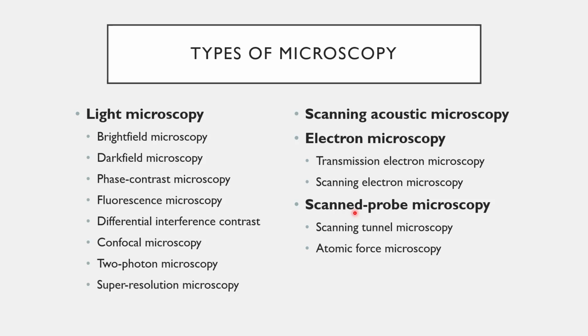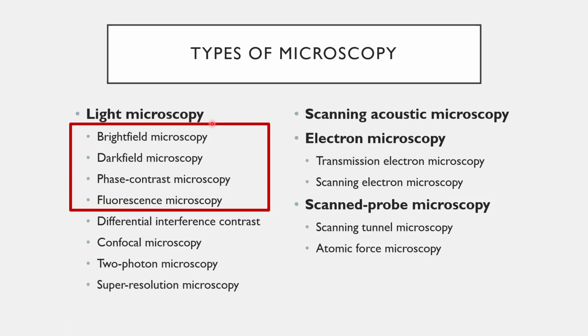However, for our purposes, we are going to be focusing only on light microscopy in this class and limiting our scope within light microscopy to just 4 of the different subtypes. And those are bright field microscopy, the type that you will be using in class, dark field microscopy, phase contrast microscopy, and fluorescence microscopy.